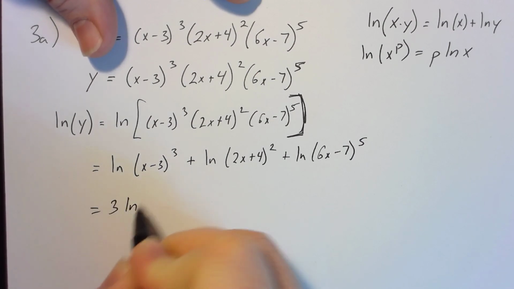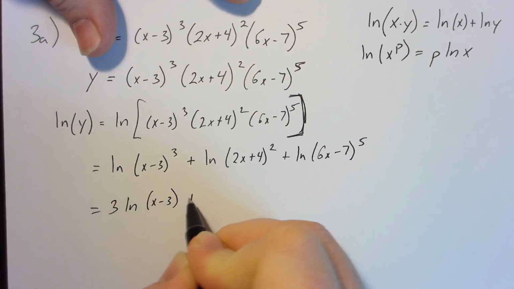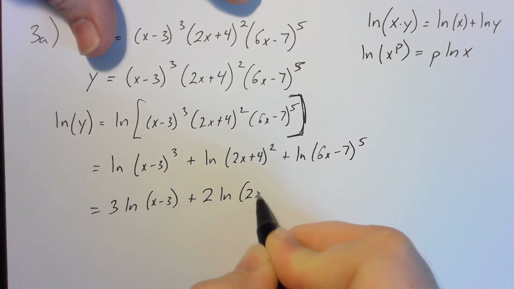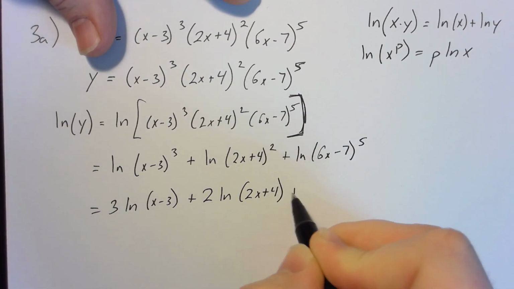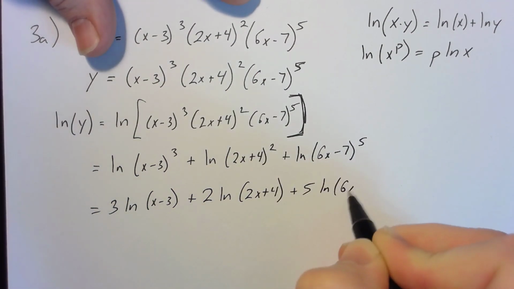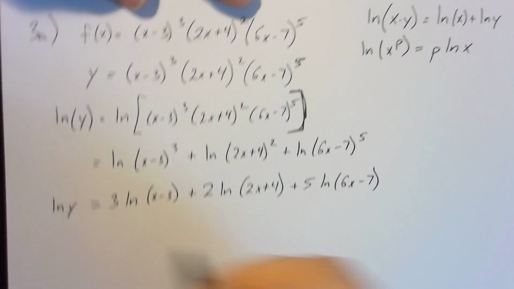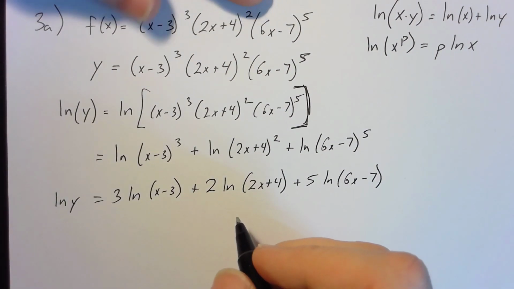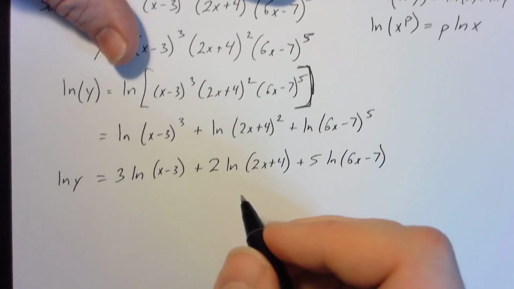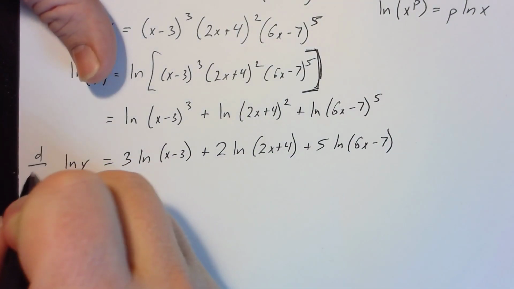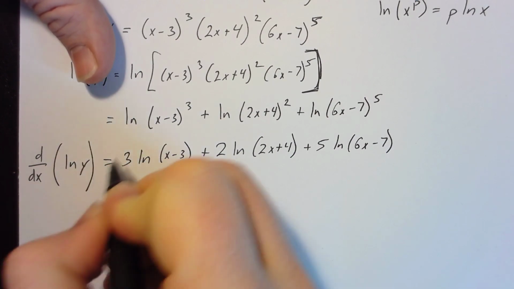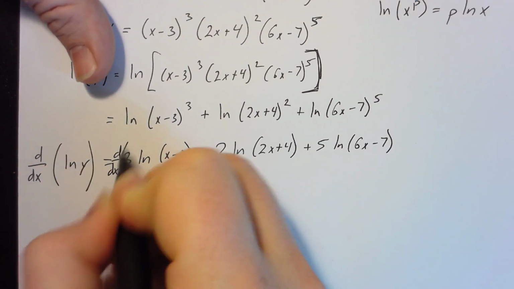So now I have 3 natural log of x minus 3 plus 2 natural log of 2x plus 4, and then right here I have plus 5 natural log of 6x minus 7. With all this being done, this is all equal to the natural log of y, and I may again apply implicit differentiation, which means I don't have y equals, but I will take the derivative of both sides of this equation.